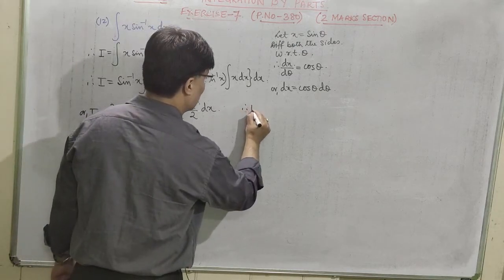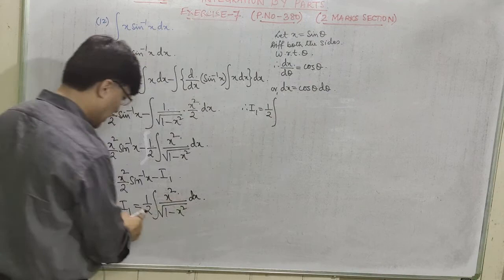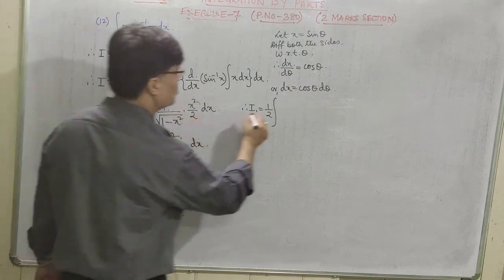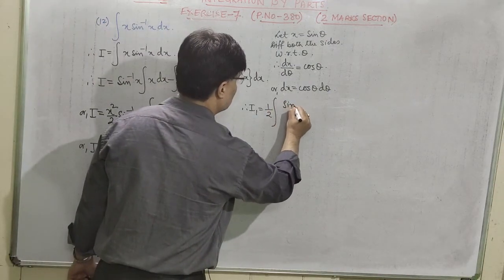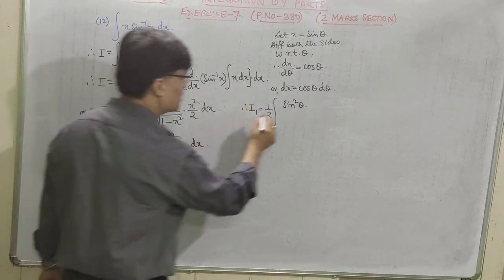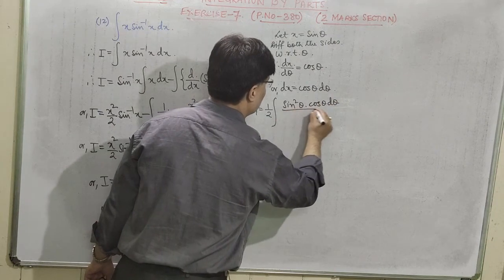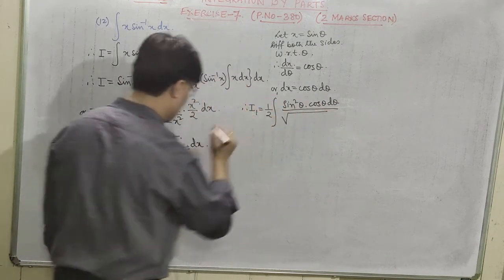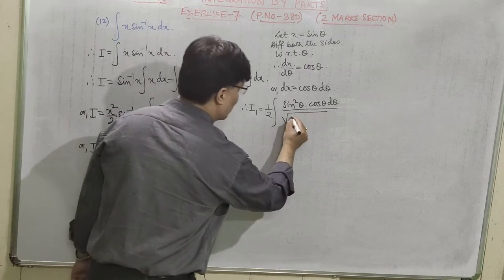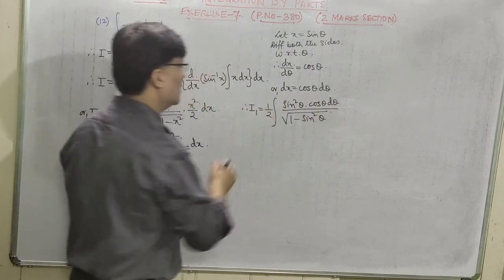So what is I1 now? So I1 is equal to half is already there. Half is already there. Integral sign. What is x square? It is sine square theta. x square is sine square theta. What is dx? It is cos theta d theta divided by root over 1 minus sine square theta.